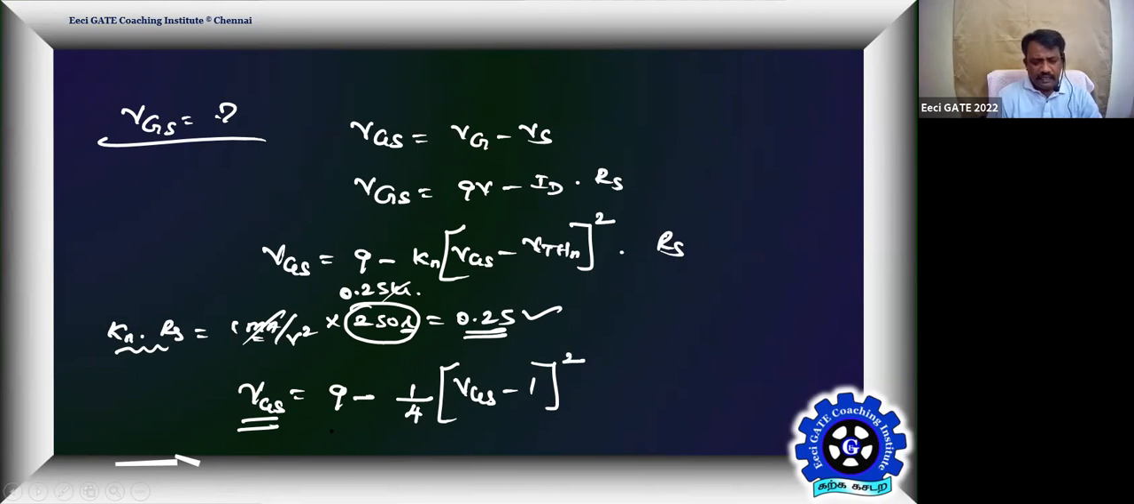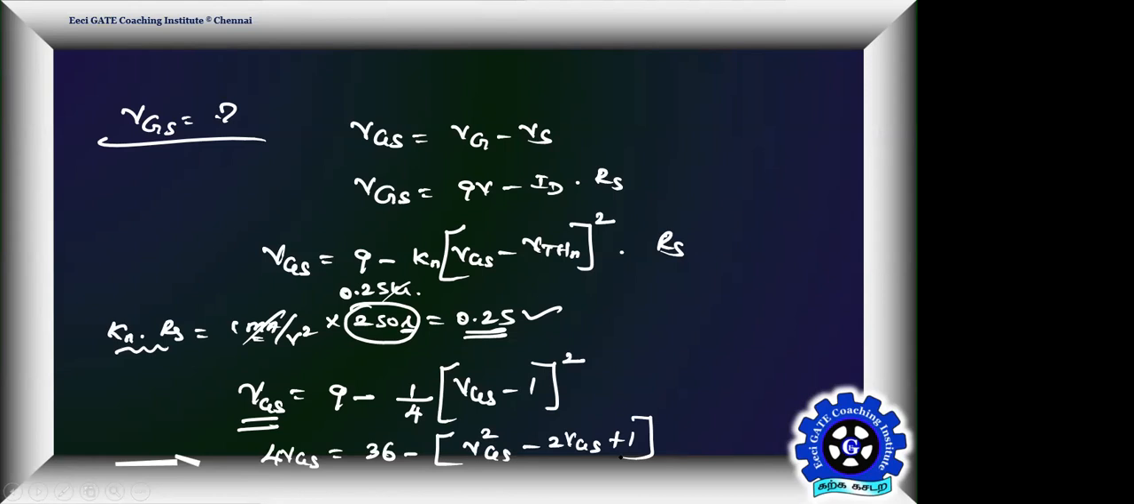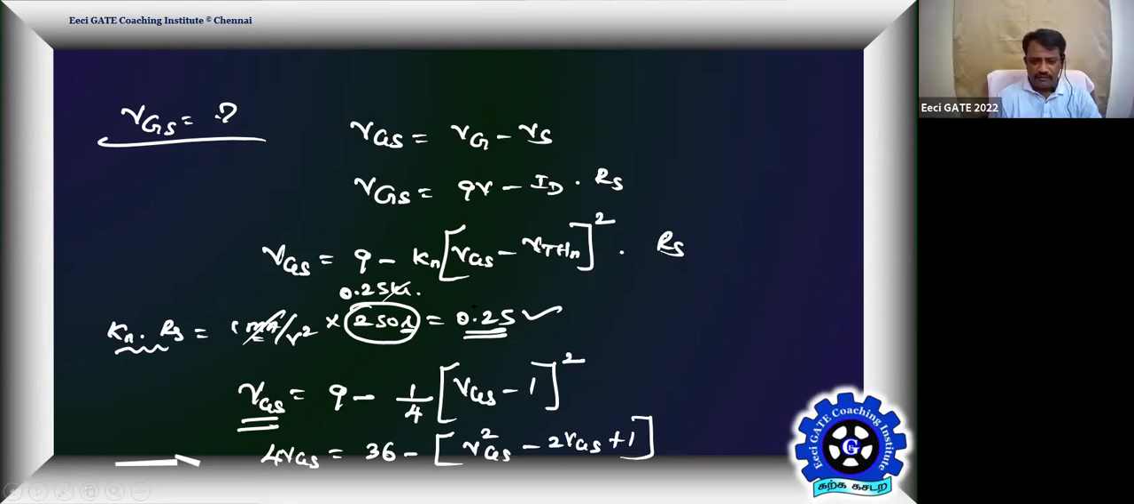Then after taking LCM, this is 4 into 9, 36, and 4 into VGS. You can take it as 4 into VGS equal to 36 minus what? VGS minus 1 whole square. That is nothing but V square GS minus 2 VGS plus 1, correct? Is this expression you got, Dinesh? No, sir, I haven't. You played with 0.25, sir. Yes, sir. Okay, anyway, the result has to be same. 1/4 is equal to 0.25 anyway, right?